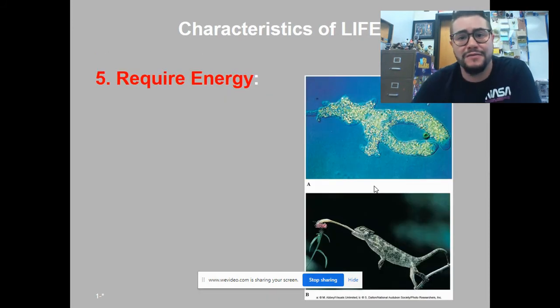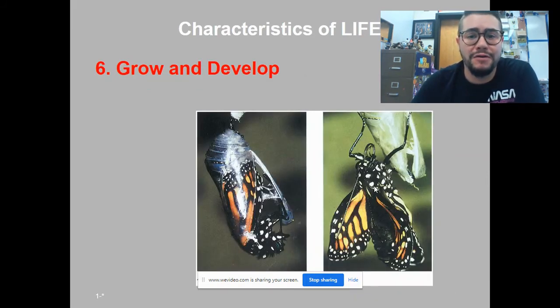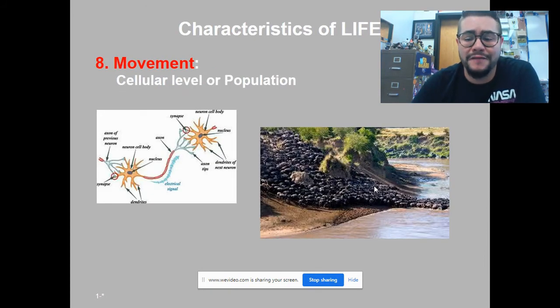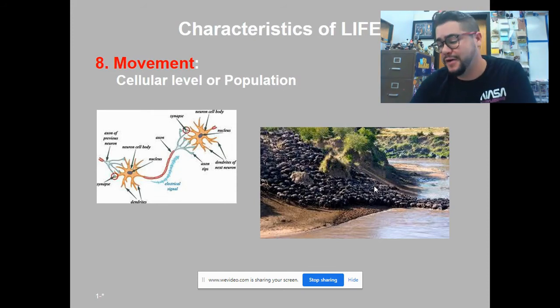All living things require energy. They all have the ability to grow and develop. They can all respond to the environment surrounding them, whether it's a cell being in too acidic of an environment and slowly moving locations, or it's a larger organism that responds to the location of the sun. And then all have the ability to move, whether it's at a cellular level or a population level, a whole population shifting from one area to the next.